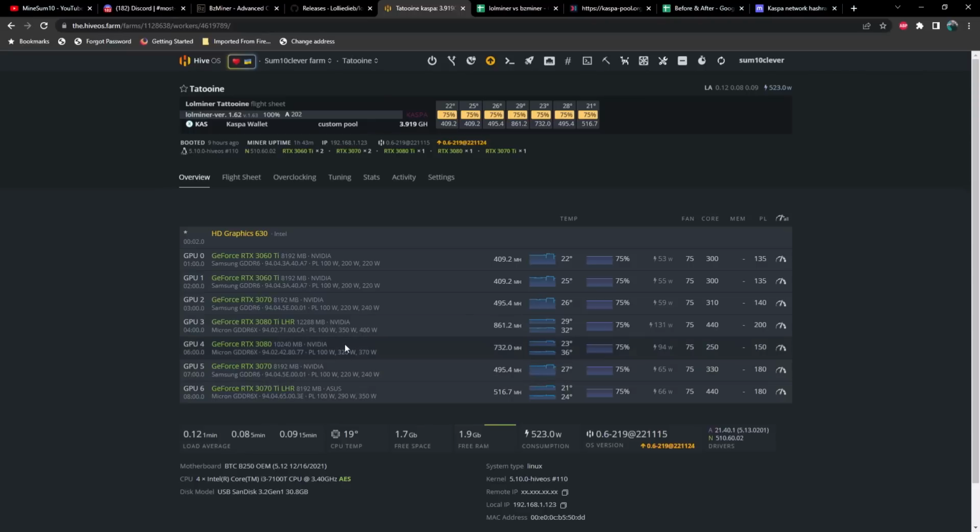So you can see the 3080 that we have is only getting 732 mega hash at 94 watts with 250 on the core, as opposed to 350 that we had on the others, getting about 805 mega hash at about 113 watts. So yeah, I just wanted to give you guys a variety so that you could see how to dial in these overclocks, trying to get as efficient as possible.